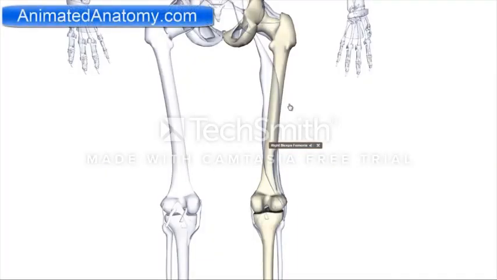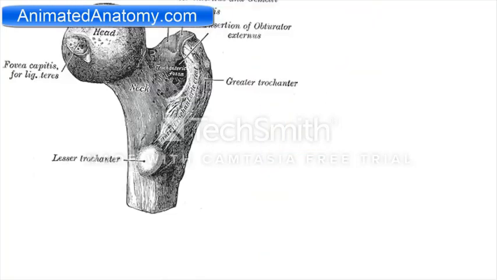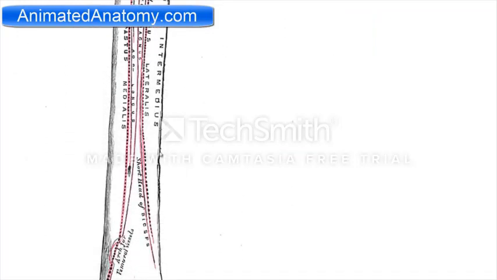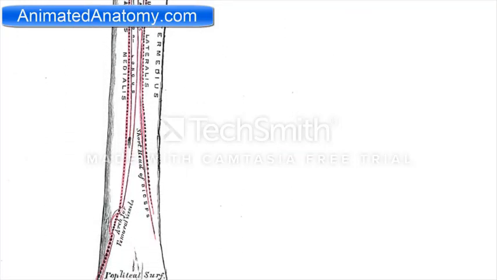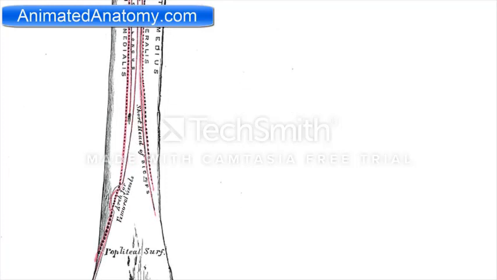Let's start by explaining the biceps femoris. The biceps femoris has two heads, a short head and a long head. The short head has the origin on the linea aspera of the femur. And here is the linea aspera. And right here it says short head of the biceps, okay?